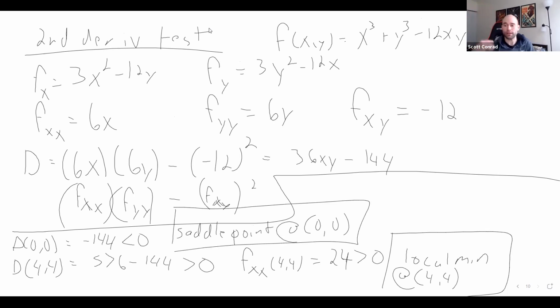Sorry, I went through that really quickly and still managed to go well over. My apologies. But that is how we do that. We find the critical points, and then we do the second derivative test at those critical points. Any questions? My apologies for going over. That took a lot longer than I expected.